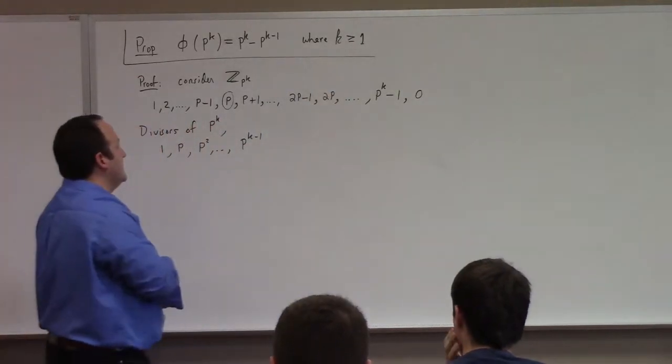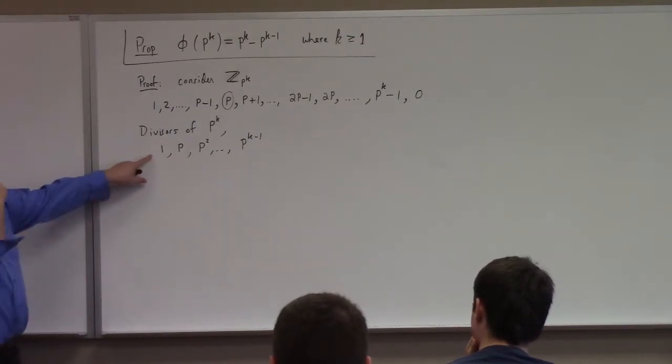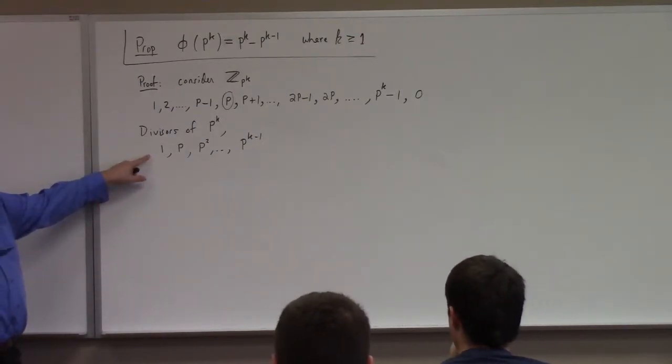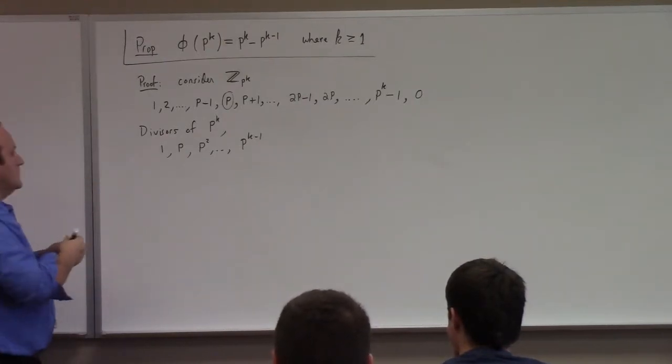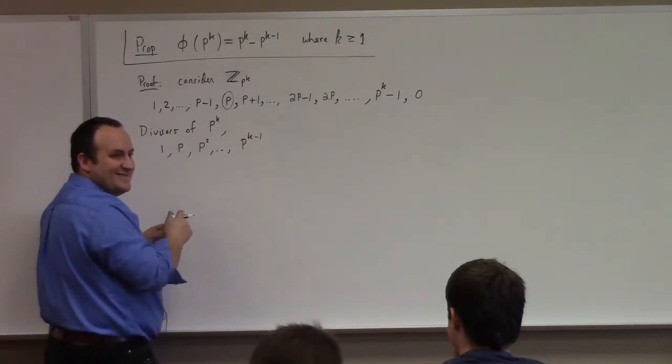Yeah. I mean, p is right. That's got to be thrown out, obviously. But these are the divisors of p to the k, right? Not necessarily, because like if k equals 5, p squared doesn't divide. Wait, yes it does. That's what I'm saying.